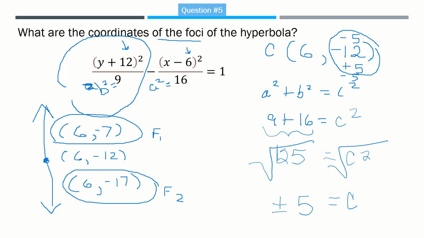So the way that we do that, start with the center, identify a squared and b squared, a squared plus b squared equals c squared, find c, add or subtract that from the direction that the hyperbola is opening up in. It's opening up in the direction of the y-axis, so we change the y value.